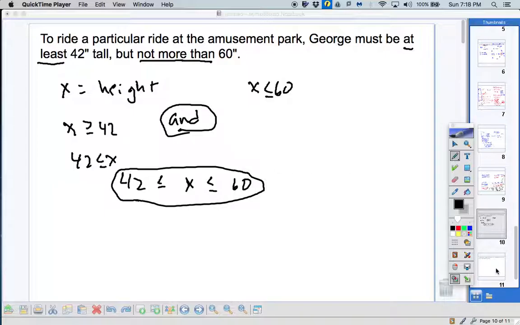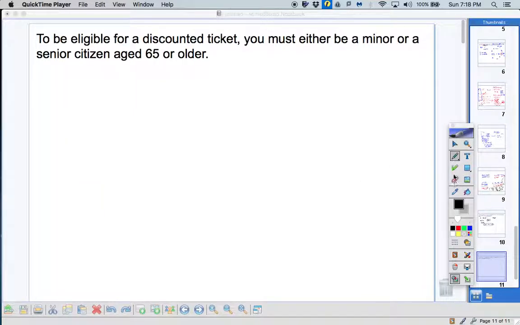I think you probably want to see an example for or, so let's look at another example. This one will be an or, because I designed it that way. But let's see, it says to be eligible for a discounted ticket, you must either be a minor or a senior citizen age 65 years or older.